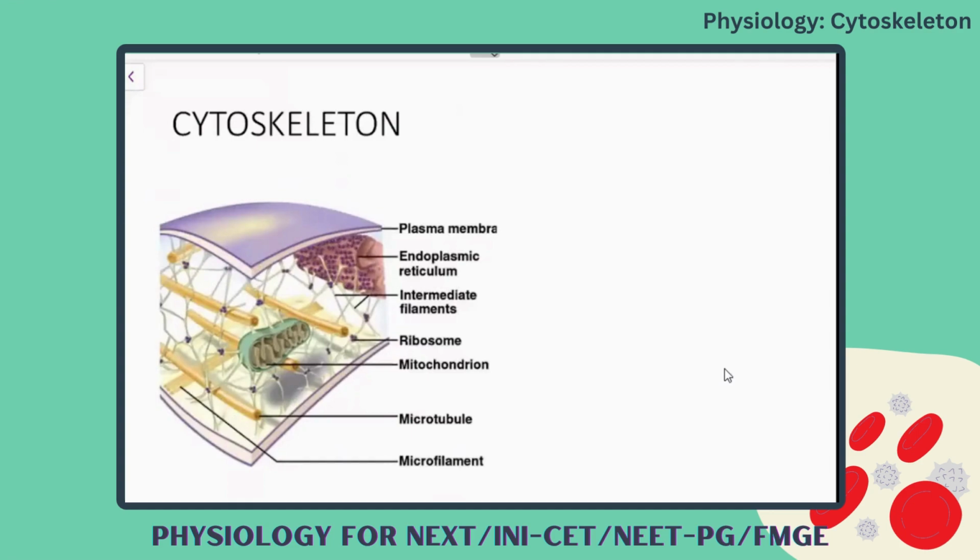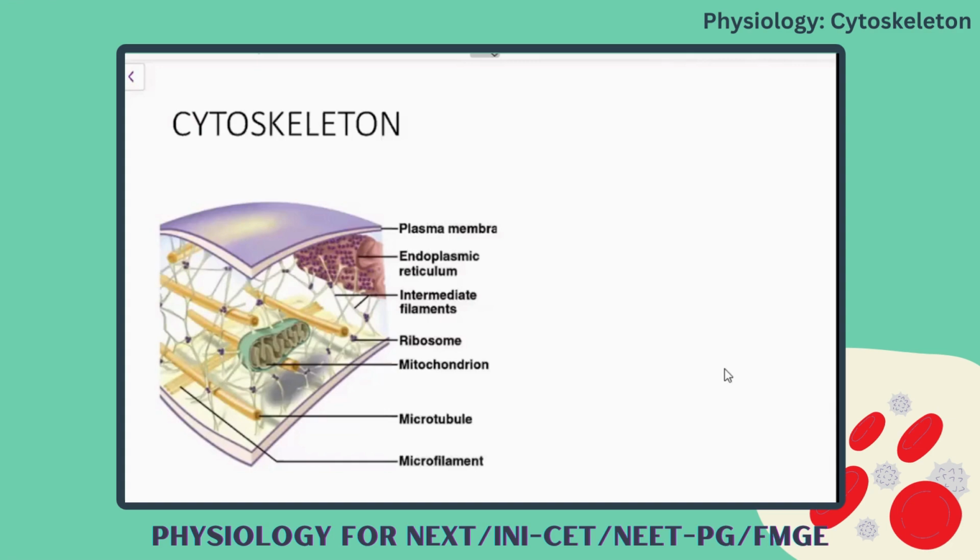Cytoskeleton. Where will you come across the cytoskeleton? Any idea about the cytoskeleton? Where is extracellular matrix present? In between the cells and the connective tissue. So what is the role of extracellular matrix? Maintaining the structure and location of the connective tissue and the cells.